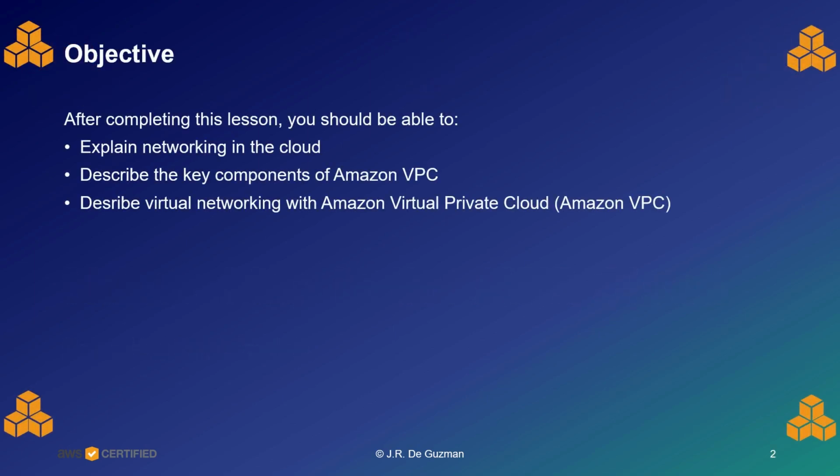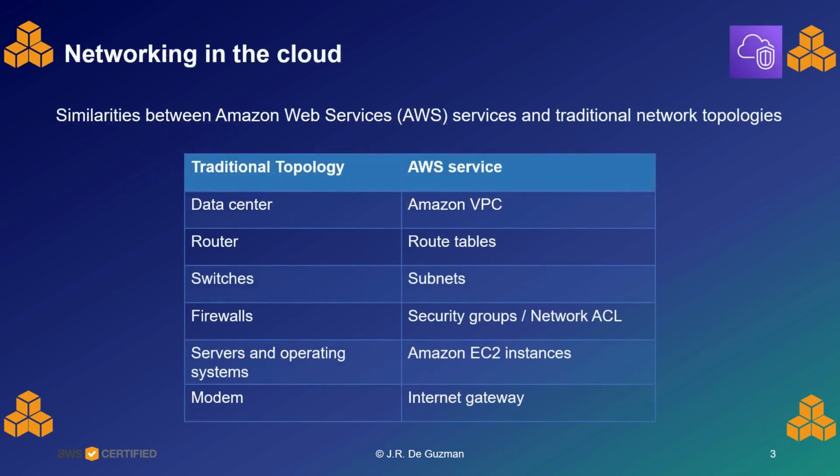For this lesson, after completing this lesson, you should be able to explain networking in the cloud, describe the key components of Amazon VPC, and describe virtual networking with Amazon Virtual Private Cloud or Amazon VPC. Networking in the cloud is similar to regular networking in a data center.